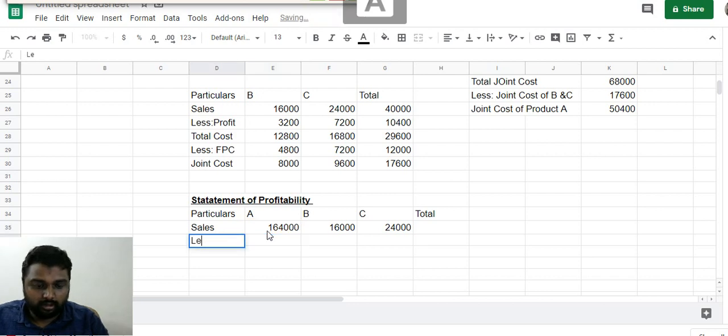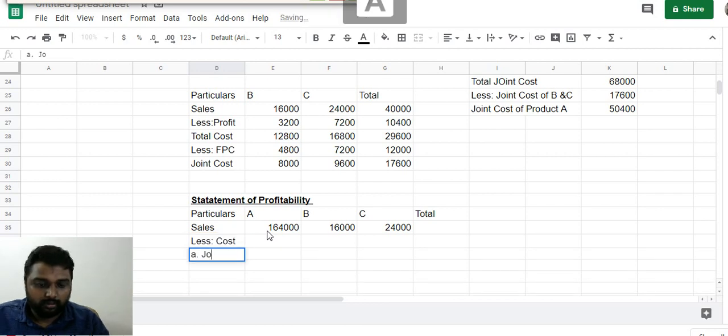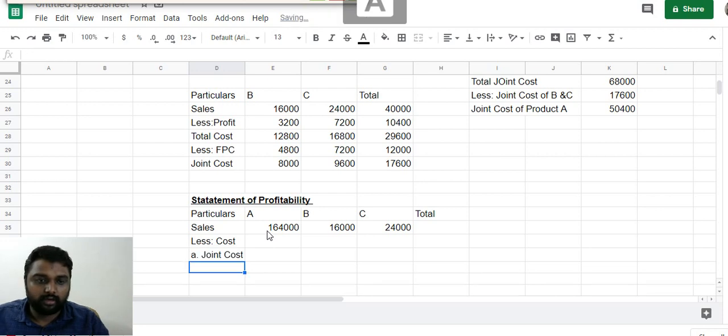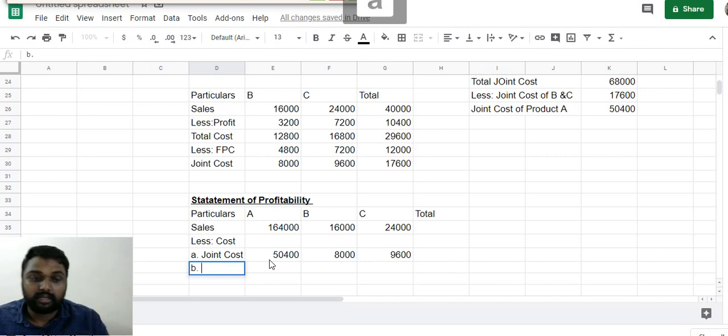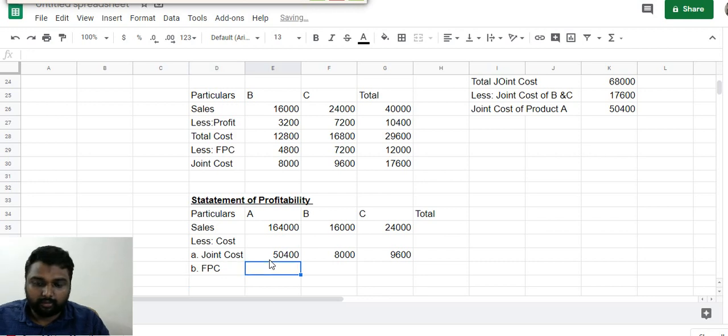Now less cost. First one, joint cost. We know there are two costs that will come. For A, joint cost is 50,400. For B, 8,000. C, it is 9,600. Now after the joint cost, what will come next? Further process cost. For A, further process cost is 0. For B and C, further process cost is there, 4,800 and 7,200. So next column will come total cost.